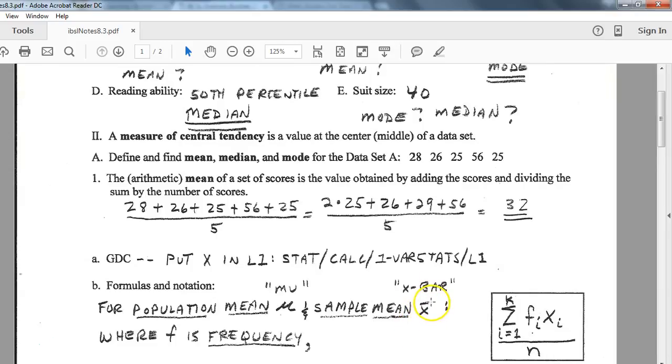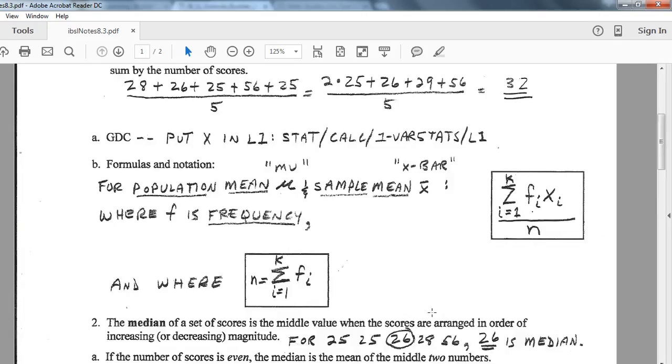Again, here's your mean right here. So again, these are the 2 different forms of a mean. They use the mu when they're referring to the population. They use the X with the bar when they're referring to the sample. In most cases, it doesn't really matter. As long as you understand that this is a mean and this is a mean, then we're good.